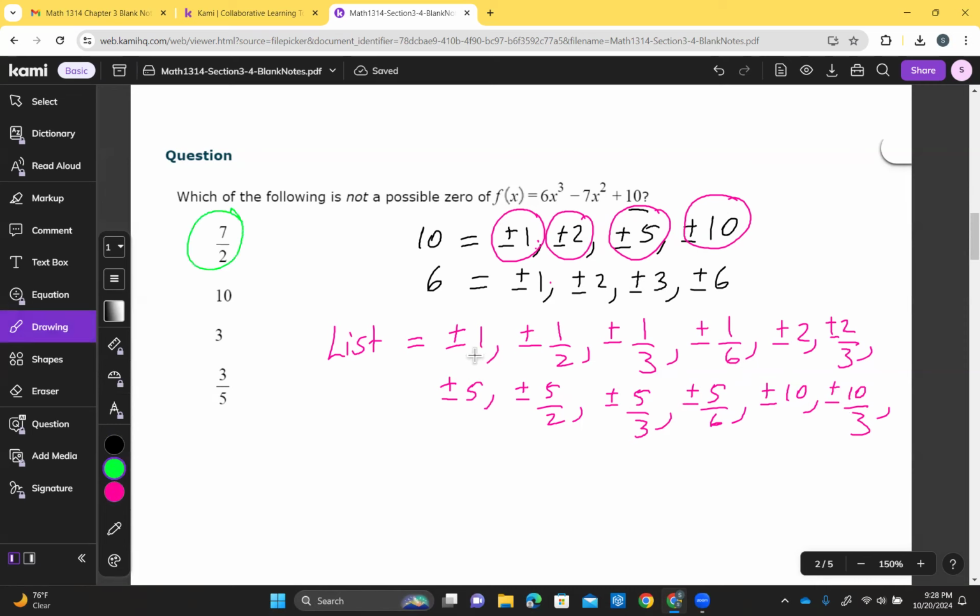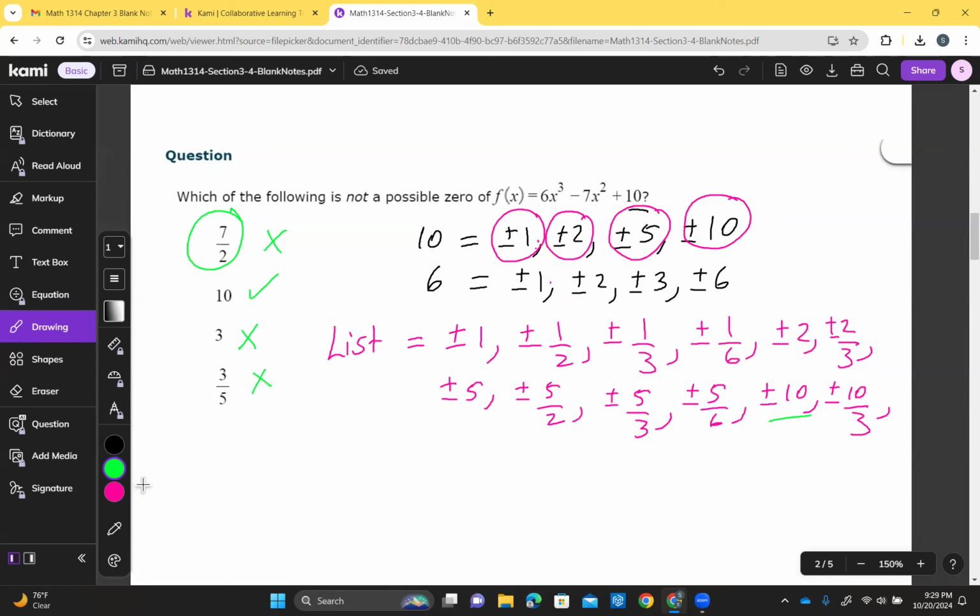7 over 3, is this here? 7 over 3, I don't see it among the options. Let's see. I do see the 10. 10 is in the list, so 10 is possible. What about 3? 3 is not in the possibility, so 3 is not possible. 3 over 5 is not a possible zero. 3 over 5 is also not possible here.